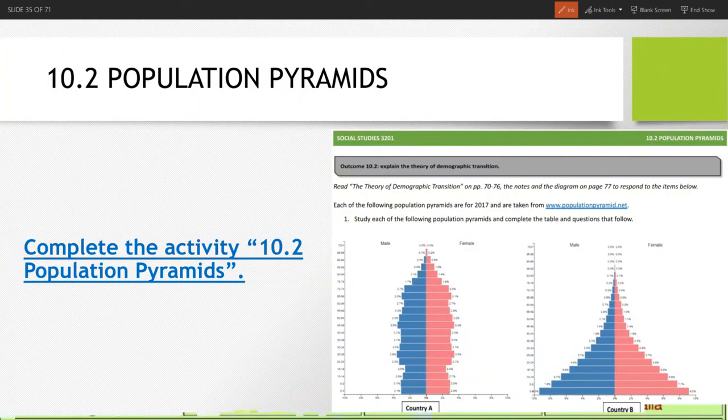So at this point, we've got activity 10.2, population pyramids. Basically, this is going to look at some different population pyramid shapes with some examples and involve some analysis and exploration of the issues that these sample countries might face.